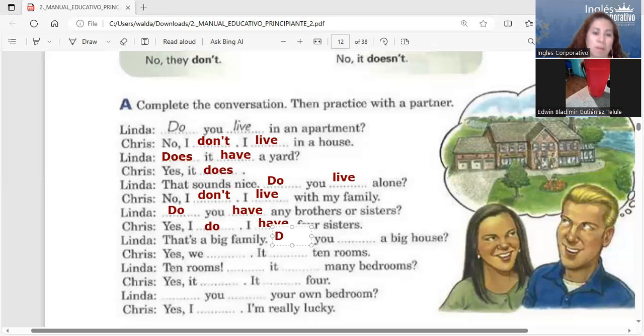Do you have a big house? Yes, we. Yes, we do. Good. Yes, we do, right? So it says, do you have a big house? Answer, yes, we do.